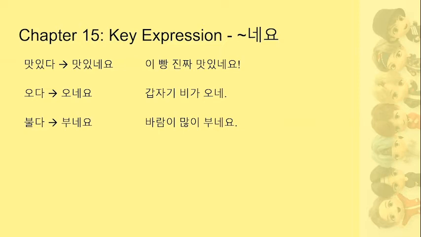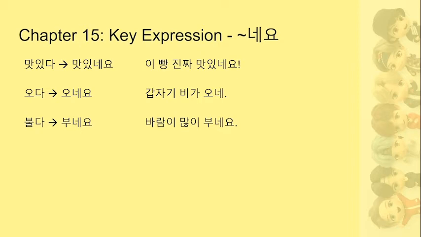Next, we have 오다. So again, just take off 다 and add 네요. This conjugation is pretty easy, so we just end up with 오네요. The example sentence, 갑자기 비가 오네, which means it suddenly started to rain. And someone could say that if it just started raining all of a sudden and maybe they didn't realize it at first and they look outside and they see that it started raining. So that's why 네 might be used there.